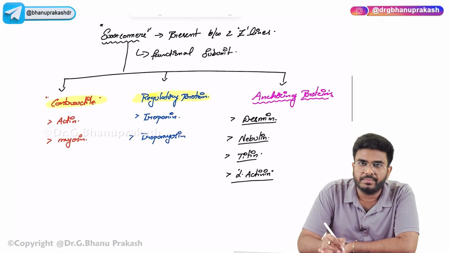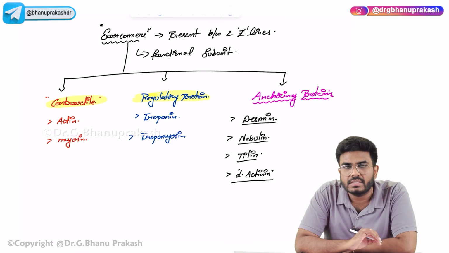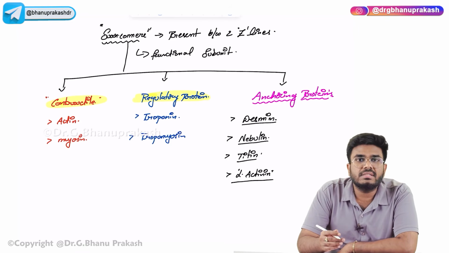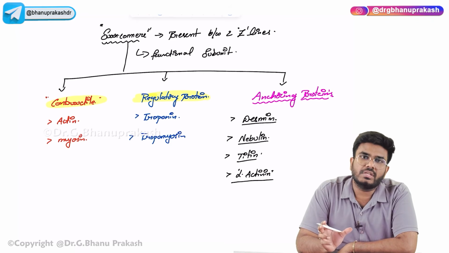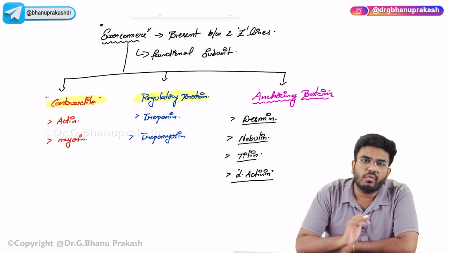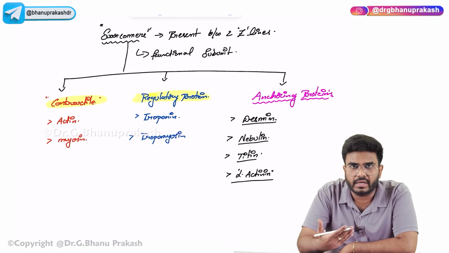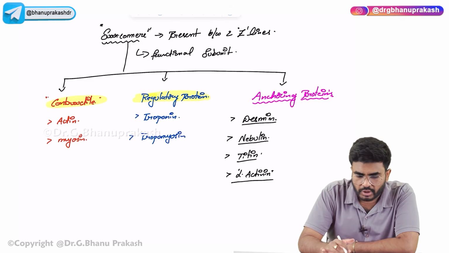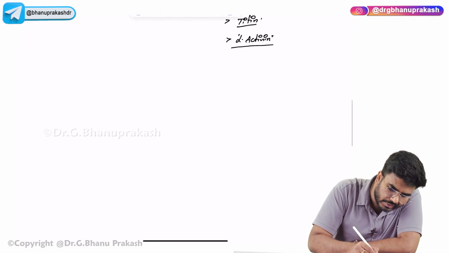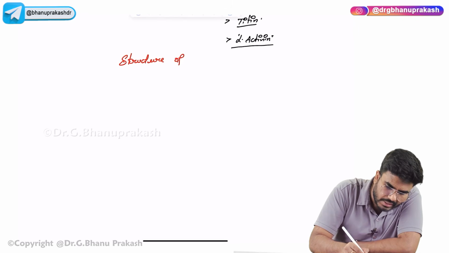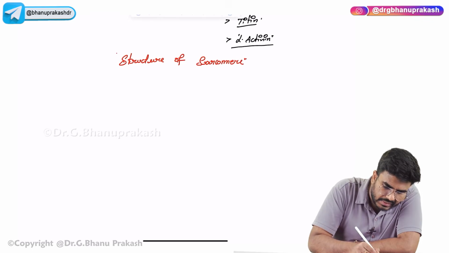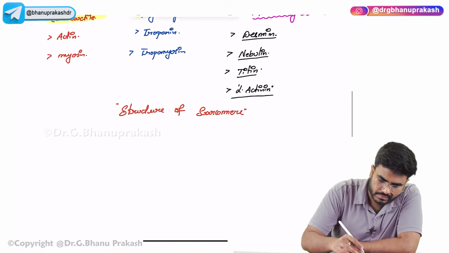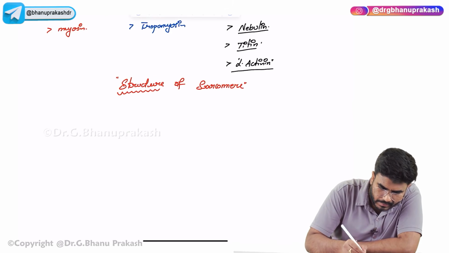I will explain the function of these anchoring proteins and regulatory proteins, but first of all you have to know the structure of the sarcomere. These are the components of the sarcomere. What are there in the sarcomere? Contractile proteins, regulatory proteins, and anchoring proteins. But what is the structure of the sarcomere? You know the components. Now look at the structure of the sarcomere. In this structure I will explain the functions.